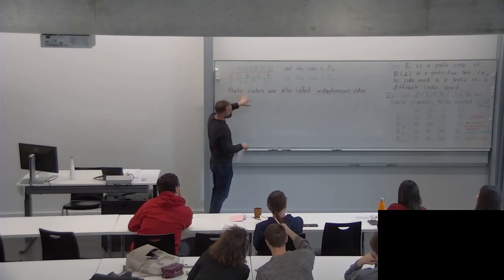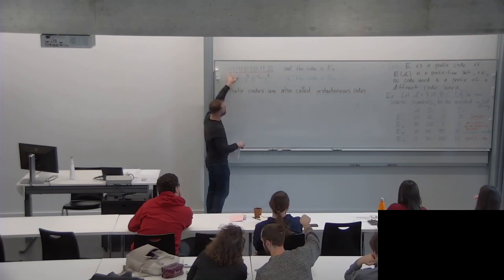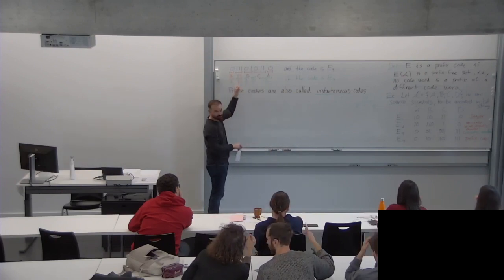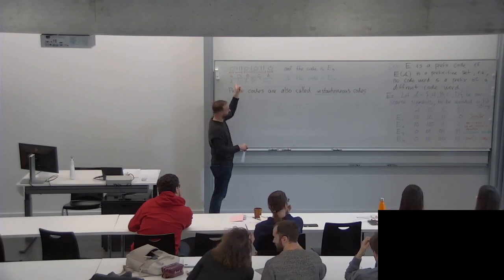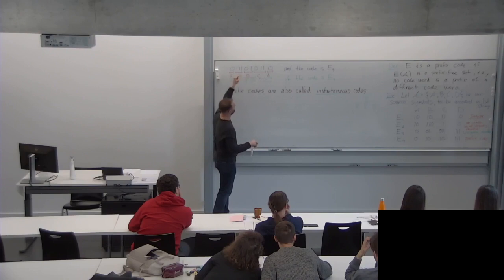And so what, concretely speaking, instantaneous code means is that you can decode the symbol without having to read ahead. You read the last bit of the code word and you know how to decode it. Unlike in the other case, where we had to go ahead and then backtrack.